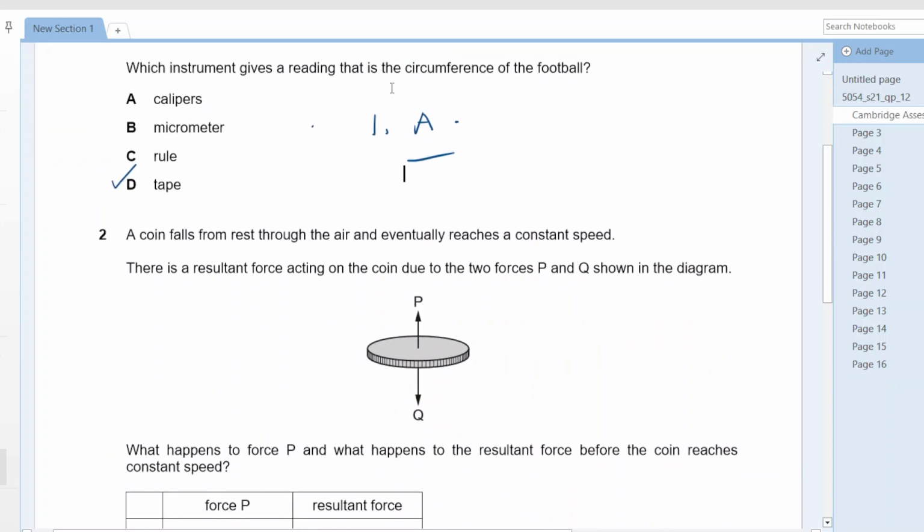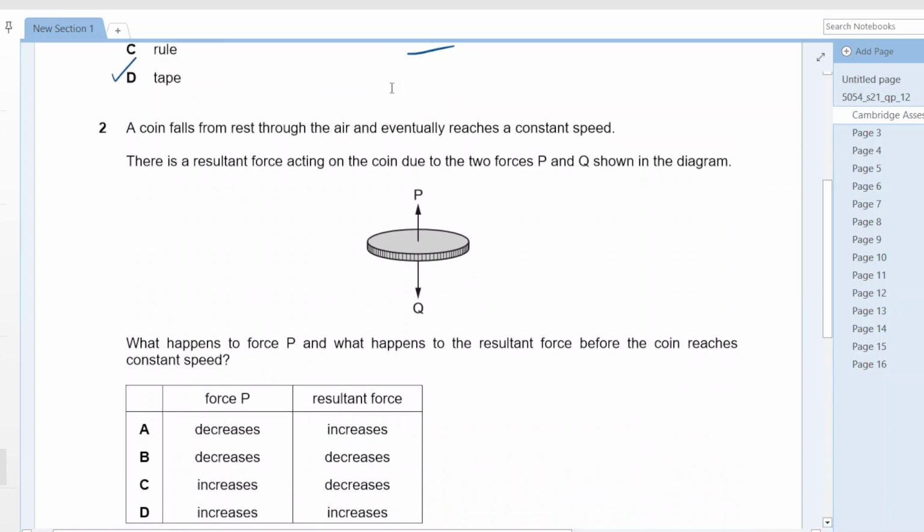Now, I'm at question 2. A coin falls from rest through the air and eventually reaches a constant speed. There is a resultant force acting on the coin due to two forces, P and Q, shown in the diagram. Identify the force P. P is the drag force or resistive force, and Q is the weight.